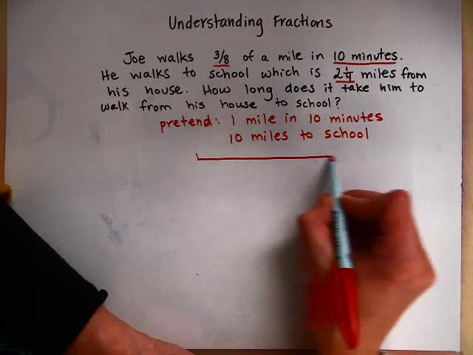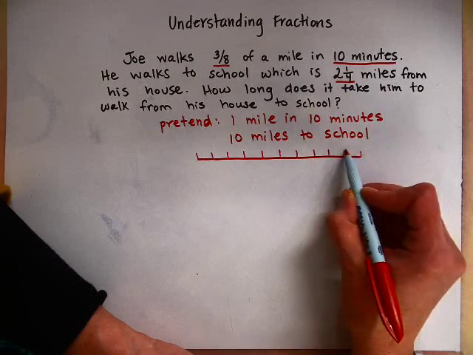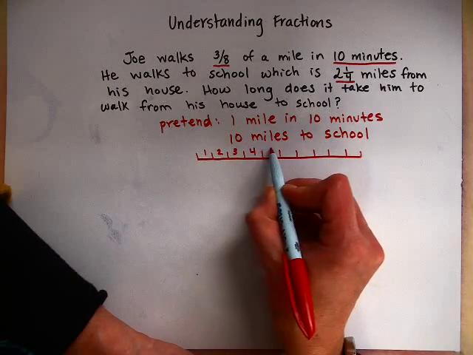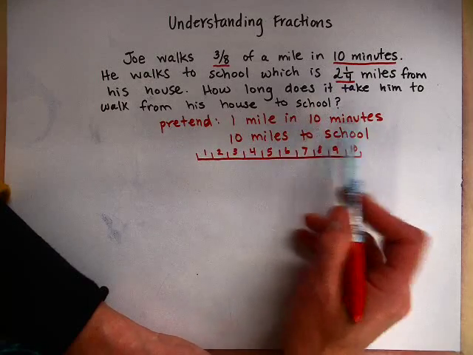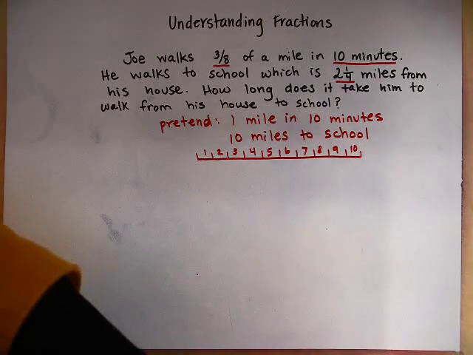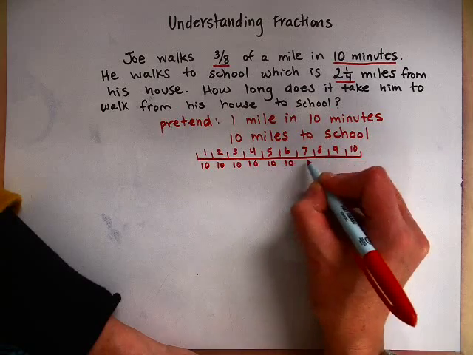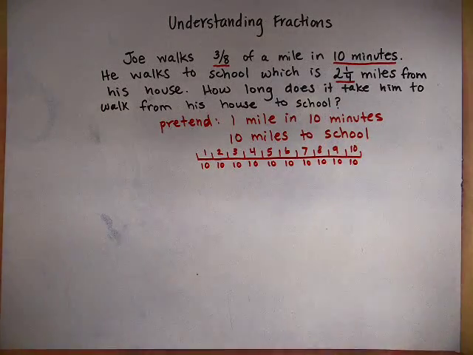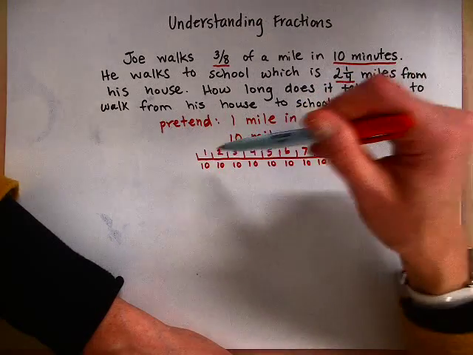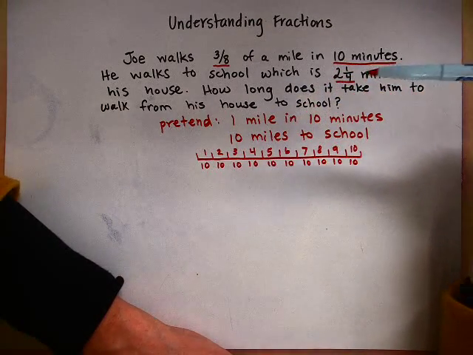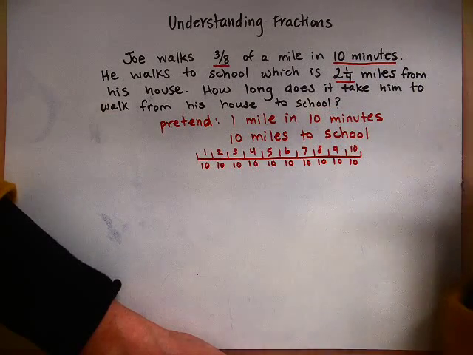So if you have 10 miles, 1, 2, 3, 4, 5, 6, 7, 8, 9, 10 miles, and he takes 10 minutes to walk each one, that's 10 minutes, another 10 minutes, and so on. So really, 1 mile in 10 minutes. This is our 10 miles, and these are all of our minutes. So with whole numbers, it's really easy. You just divide it, and then you multiply by how long it takes him to go 1 mile.